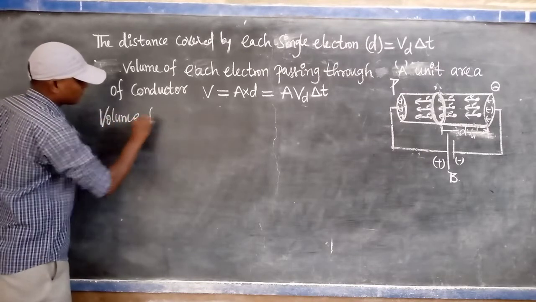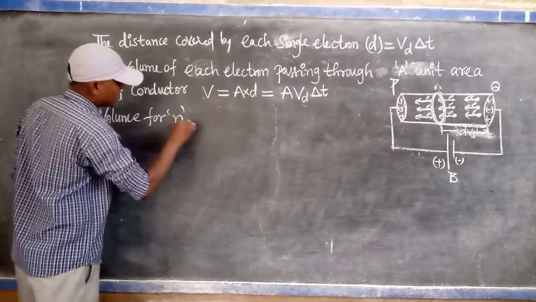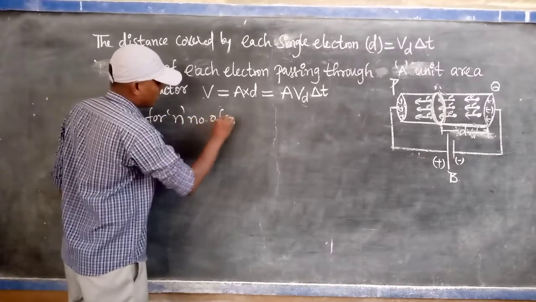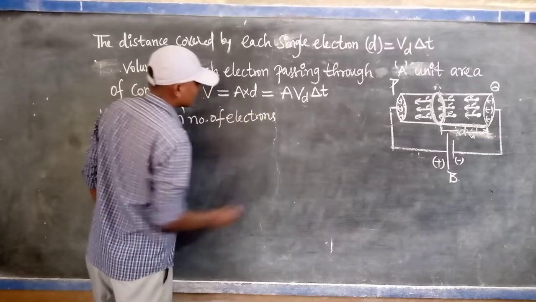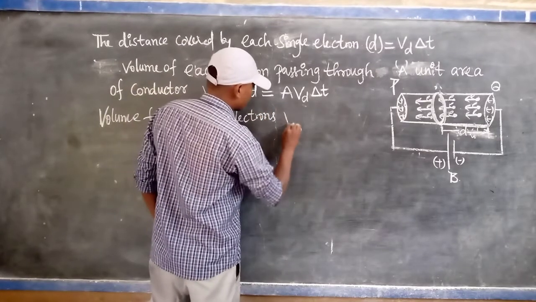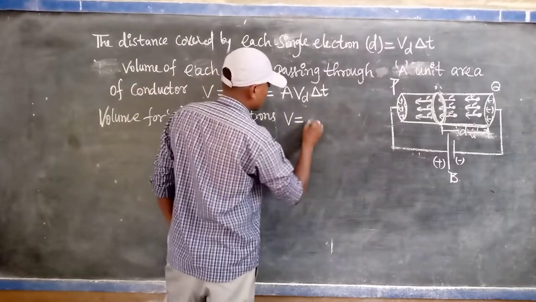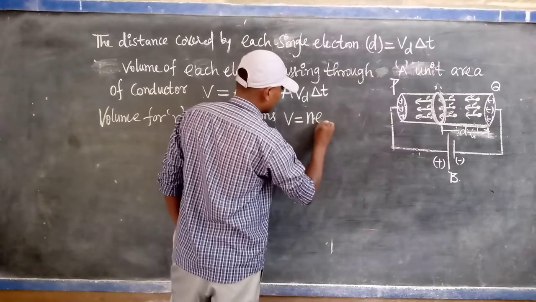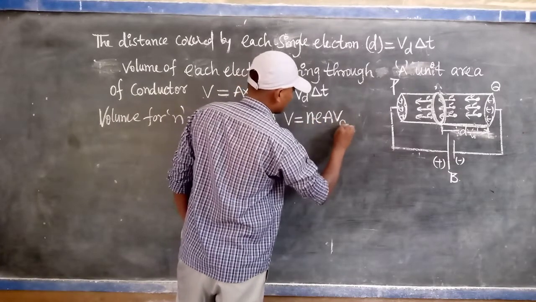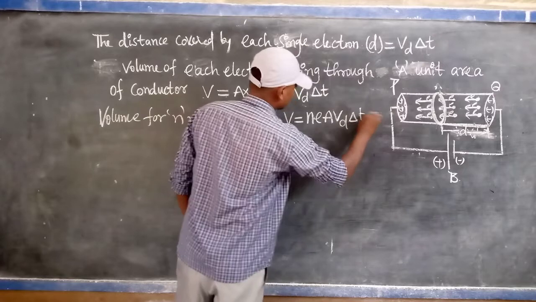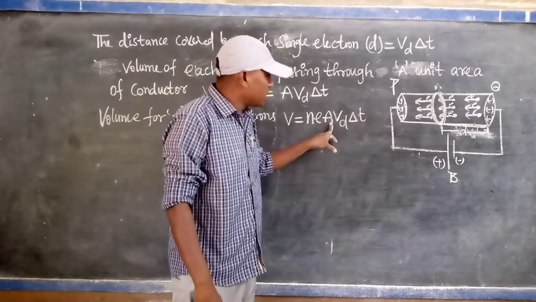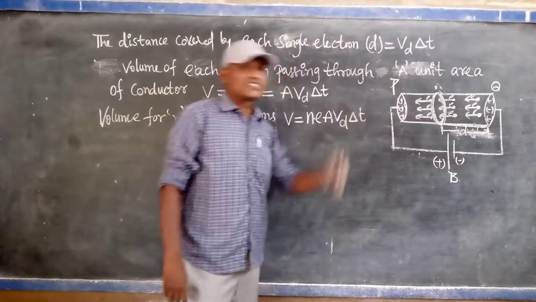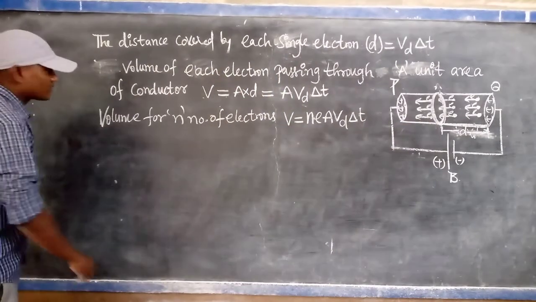Next, the volume for n number of electrons. So that's why V is equal to nEA Vd delta T, n number of electrons passing through a unit area A. So this is covered by the distance.